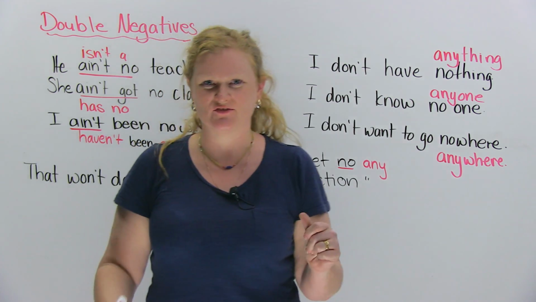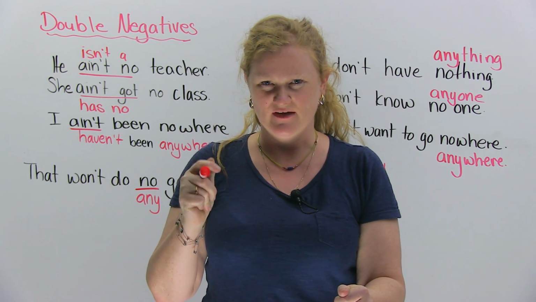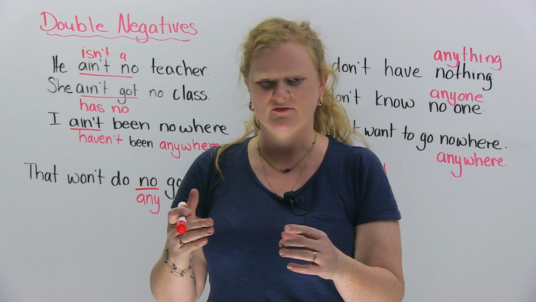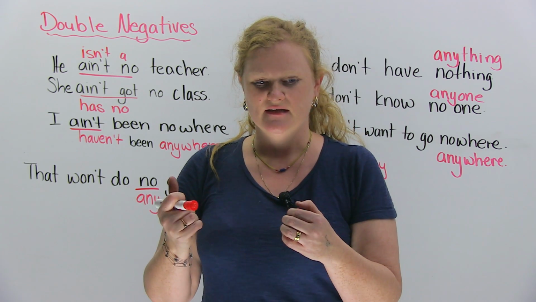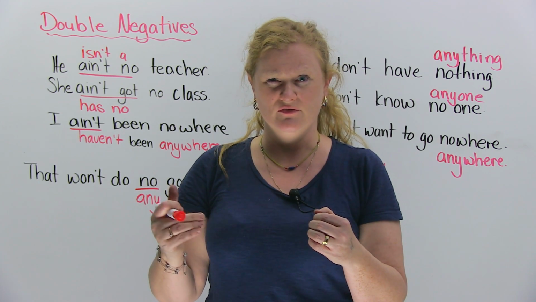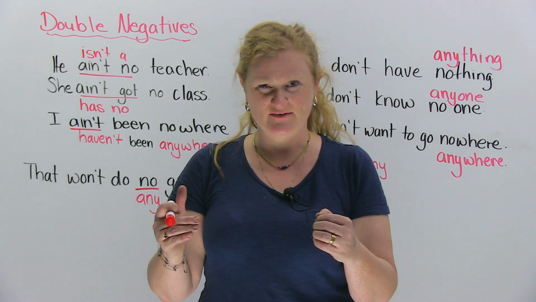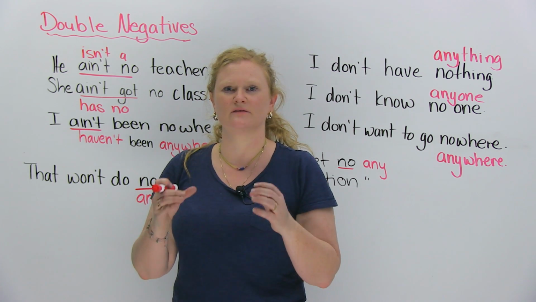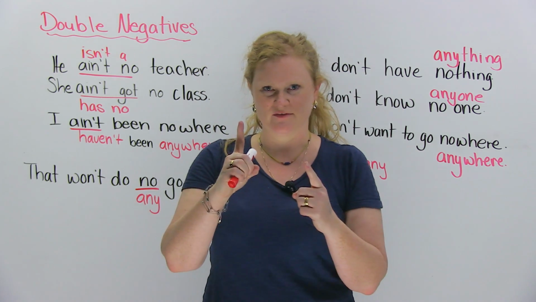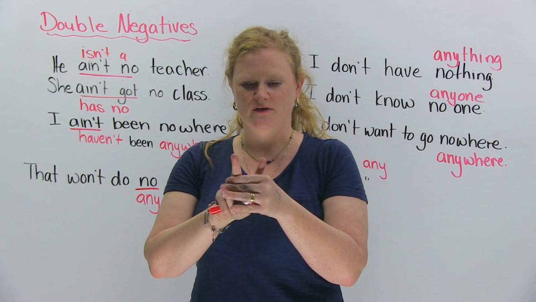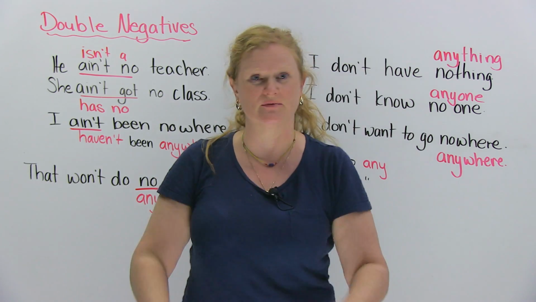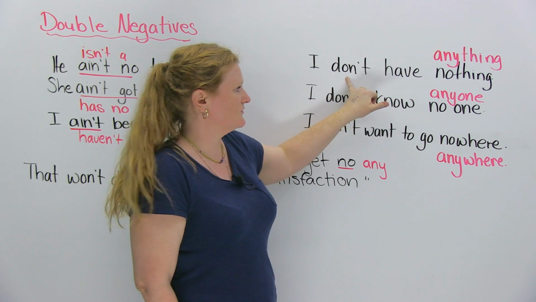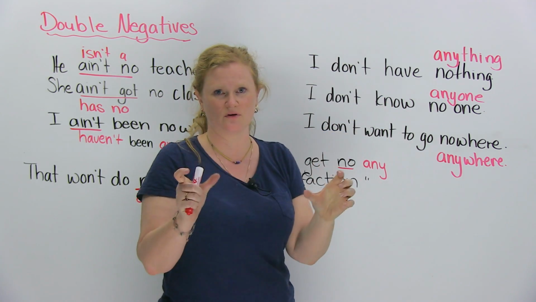I'm going to teach you something called double negatives. Now, maybe you don't use double negatives, which is cool and good and amazing, and you don't want to use double negatives. So I'm going to tell you, first of all, what double negatives are. Double negatives mean you have one sentence with two words that are both negative words. For example, I don't have nothing. So, don't and nothing are both negative words.